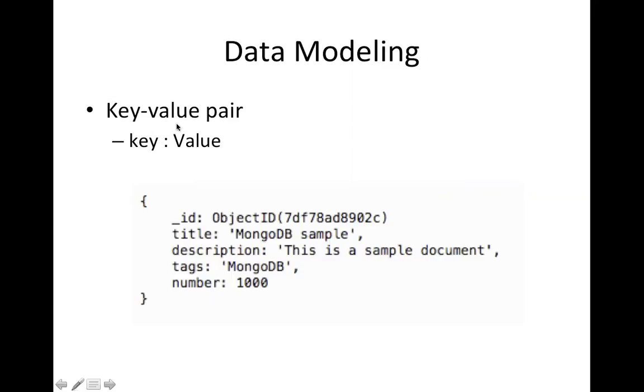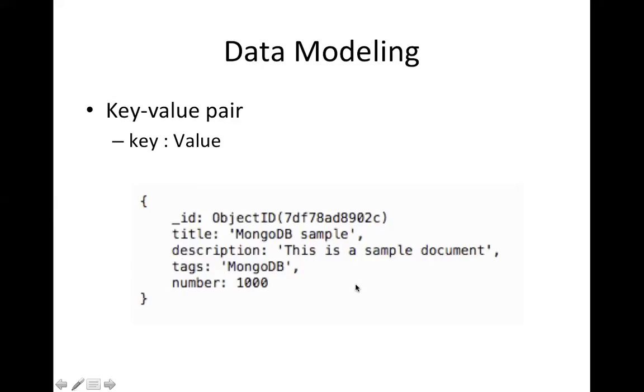You have a key, and the key has relative values. We use a colon to split the key and values. For this sample, we can see ID is the key and the object ID is the value. And the title is the key, and the MongoDB sample is the value. We use a comma to split all these key-value pairs.